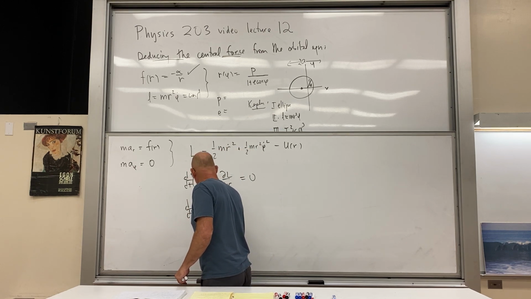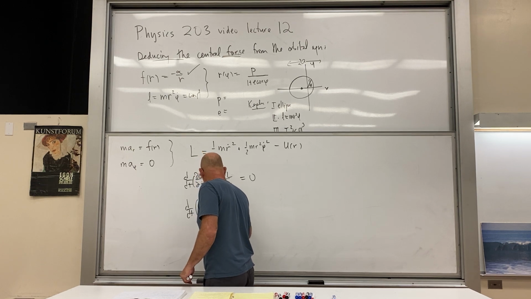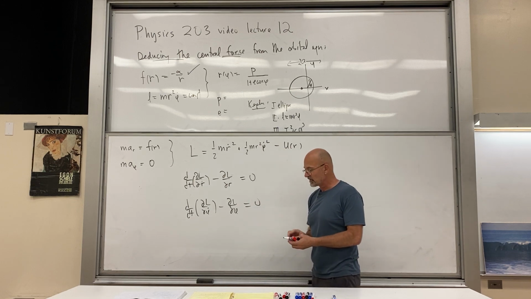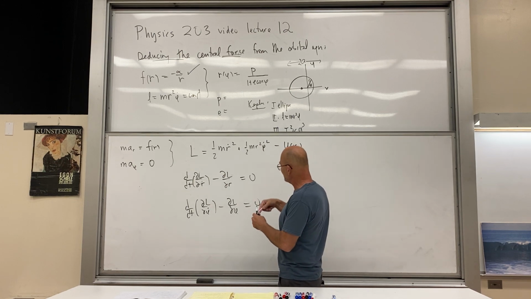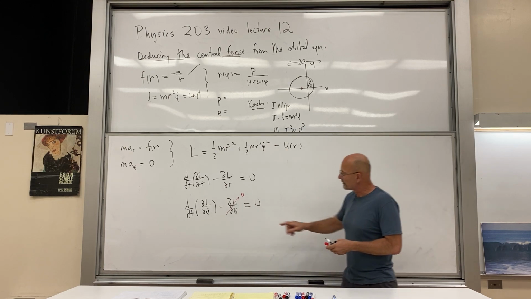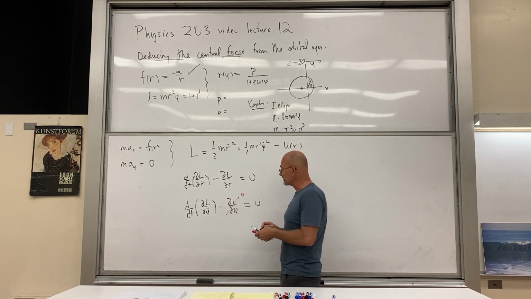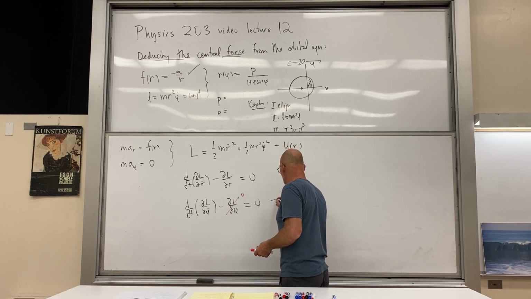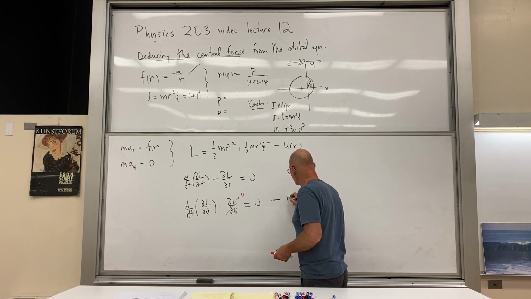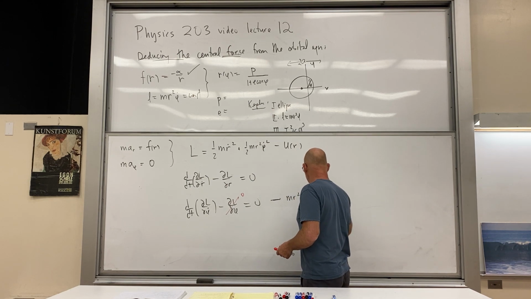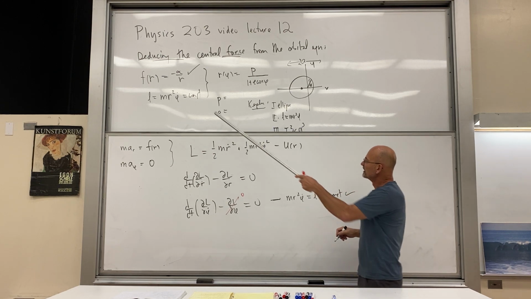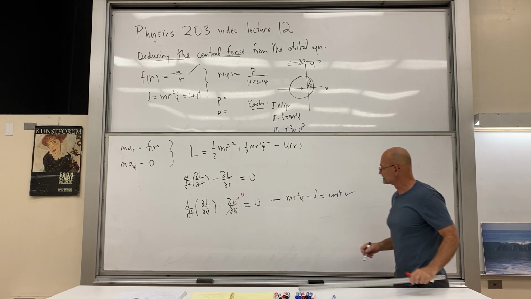We'll take care of this one here first. d/dt of dL/d phi dot minus dL/d phi. Because we remember that, and we see here, phi is a cyclic coordinate, so that vanishes. And therefore dL/d phi dot is constant. That means m r squared phi dot equals L is constant. That, of course, is the angular momentum. Got to write it right up there as well.